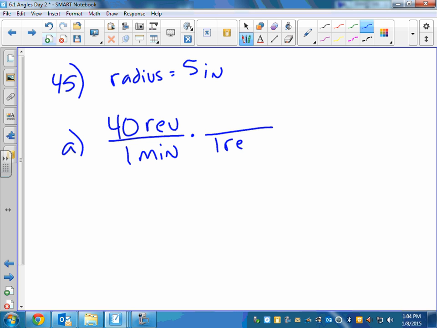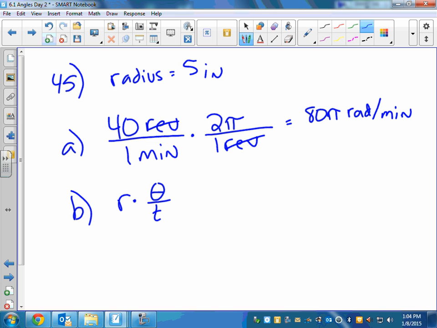And we know that in 1 revolution of a circle, there are 2 pi radians. And it's already in minutes, so we don't even have to change it. That gives us 80 pi radians per minute. That is the angular speed. And then part B is linear speed. Remember that linear speed is just r times theta over time, or times your angular speed. So all you have to do for part B is take 5 times 80 pi. And again, it's in feet per minute.